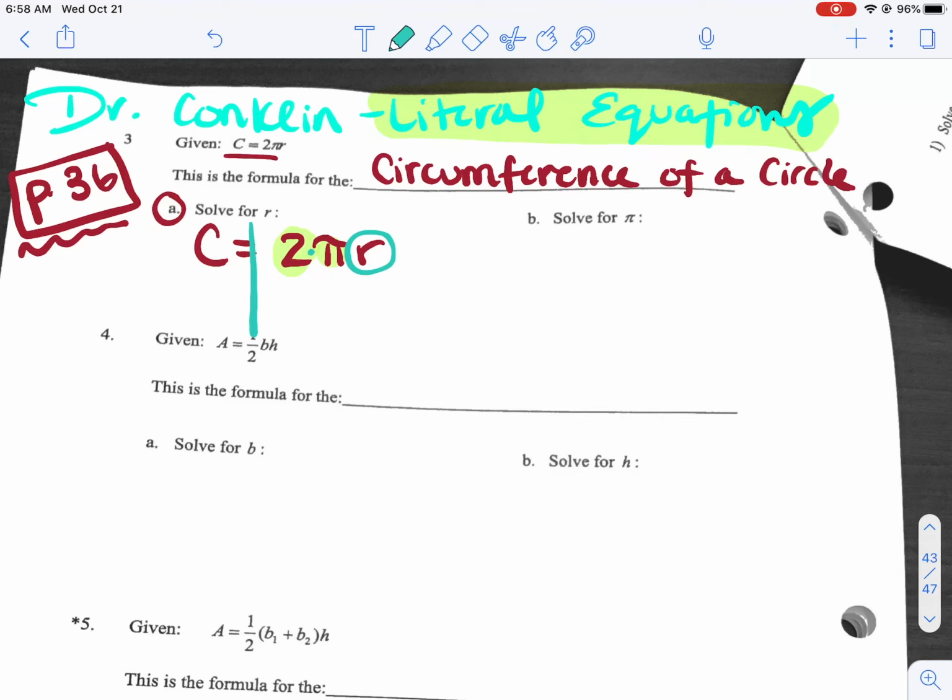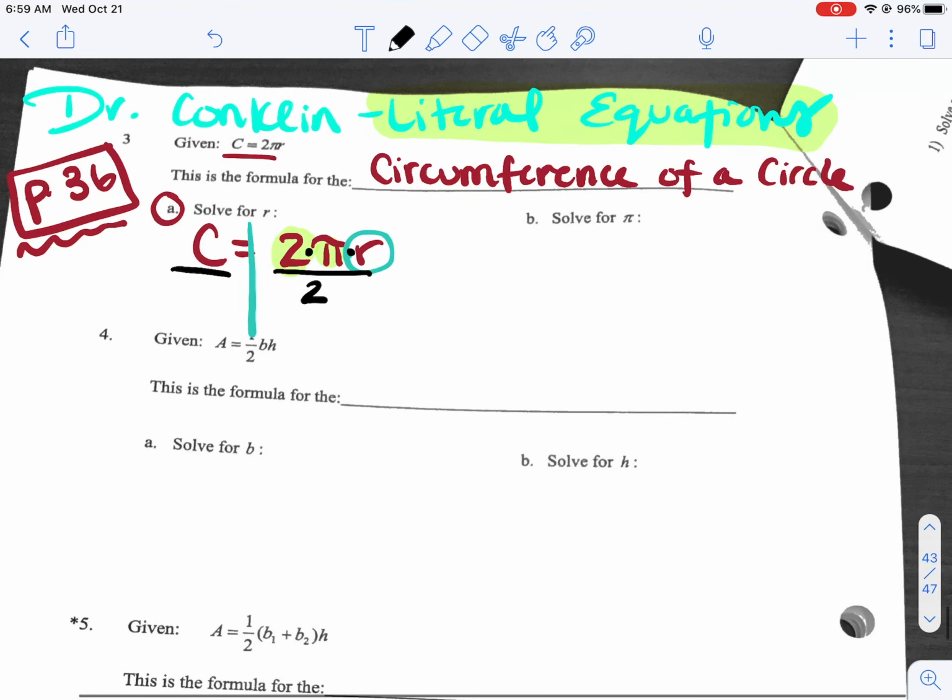Well, I see here we have a little times and a little times. I'm going to pick a different color to draw them in. To get rid of 2 pi, I need to divide, because the opposite of multiplying is dividing. So I'm going to divide both sides, and I don't want to just get rid of the pi. Remember, pi is just a snazzy number. I'm going to divide by 2 pi and divide by 2 pi. Just focus on the right side of the equation. This is going to cancel, this is going to cancel.